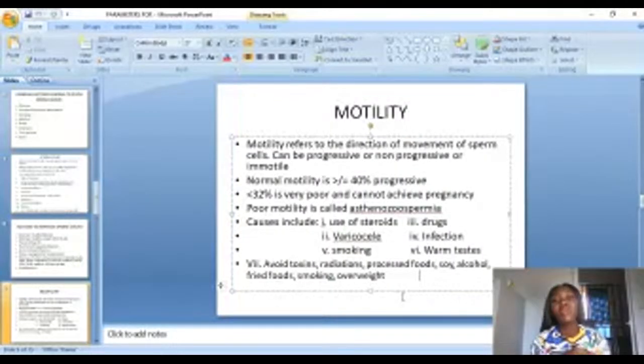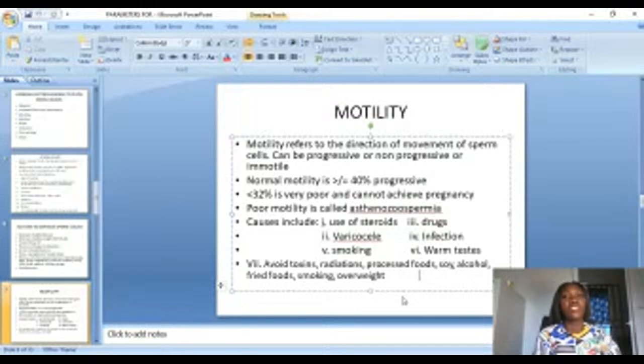So, motility. Now, motility refers to the direction of movement of sperm cells. It can be immotile, which means they are not moving at all. When they are progressive, it means they are moving in the right direction, in a straightforward direction, towards the egg. When they are not progressive, it means they are moving in circles or in the wrong direction. These ones are not going towards the egg at all.